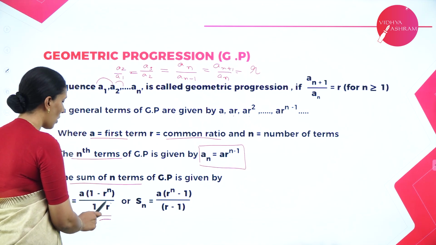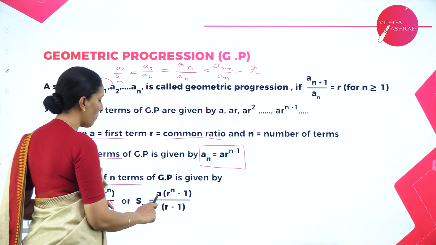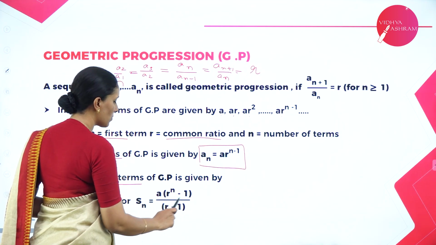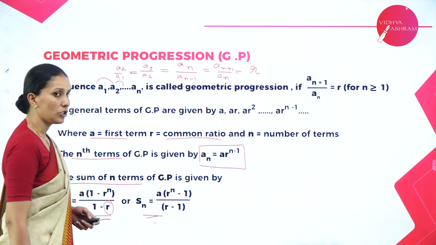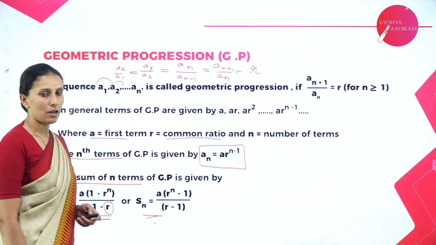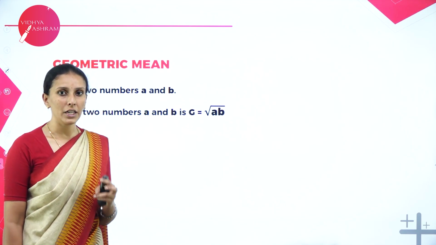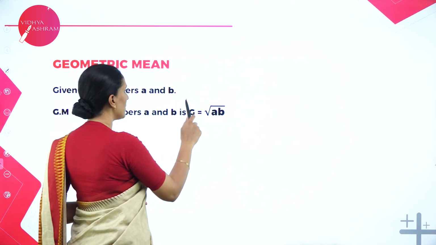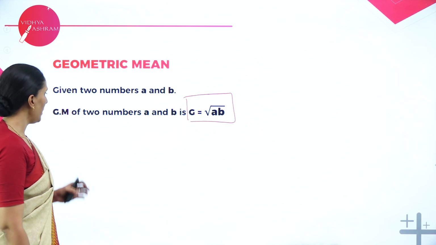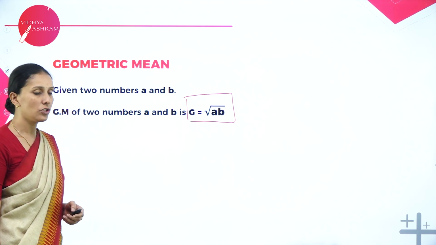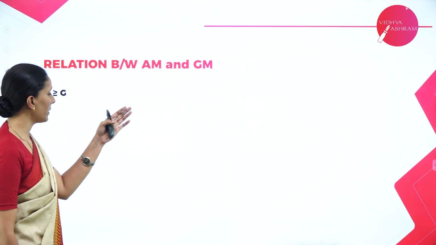This is where the common ratio is less than 1. If the common ratio is greater than 1, then the formula becomes a into r power n minus 1 divided by r minus 1. So this is the formula to find the sum of the terms in GP, and this is the formula to find the nth term in GP. The next thing is the geometric mean. The geometric mean of any two numbers A and B is given by G is equal to square root of AB. Now let's find the relationship between arithmetic mean and geometric mean.